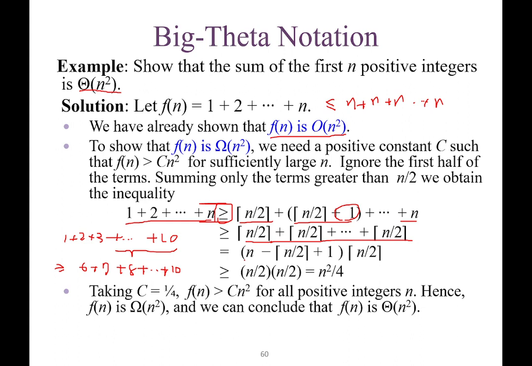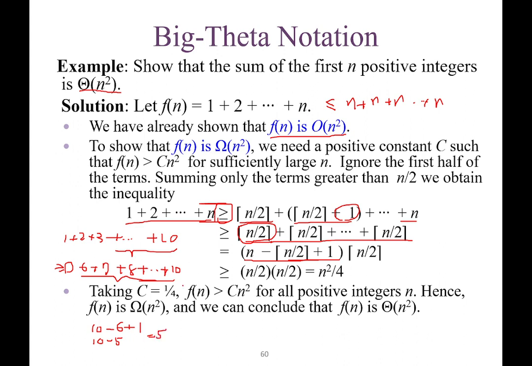Actually, it's n minus the ceiling of n divided by 2, plus 1, because the first element is this, right? So how many terms are in this sequence? It's 10 minus 6 plus 1, right? You can also write 10 minus the previous term. Its previous term is 5. So 10 minus 5, and the result is 5.